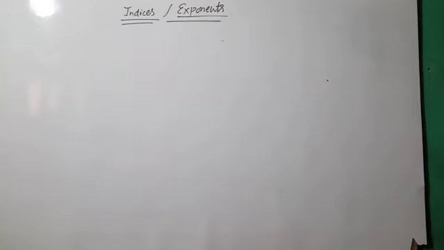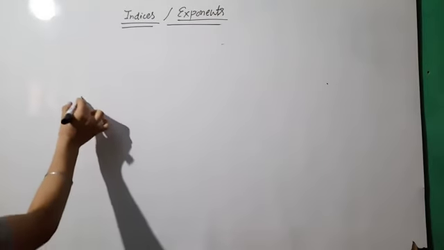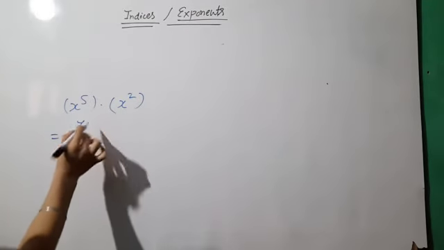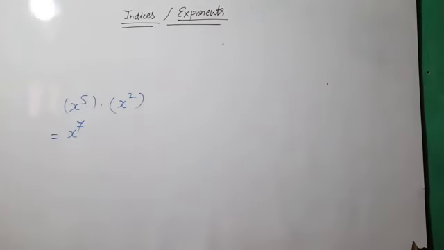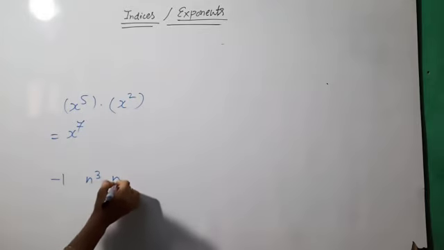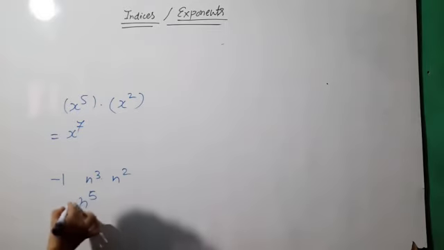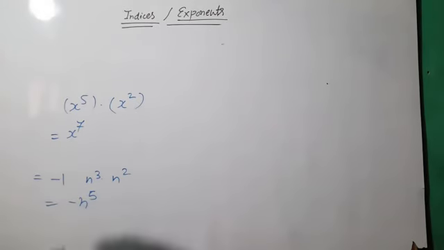First part: x into x 5 times means x to the power 5. Then x to the power 5 multiplied with x to the power 2 means x to the power 7. Now the second one: -1 into n cube into n to the power 2. So here we have -1, then n cube, then n square. n square and n cube means n to the power 3 plus 2, that is 5. So we can say minus n to the power 5, because -1 multiplies with n to the power 5. The third part is again simple, we just have to add the powers.